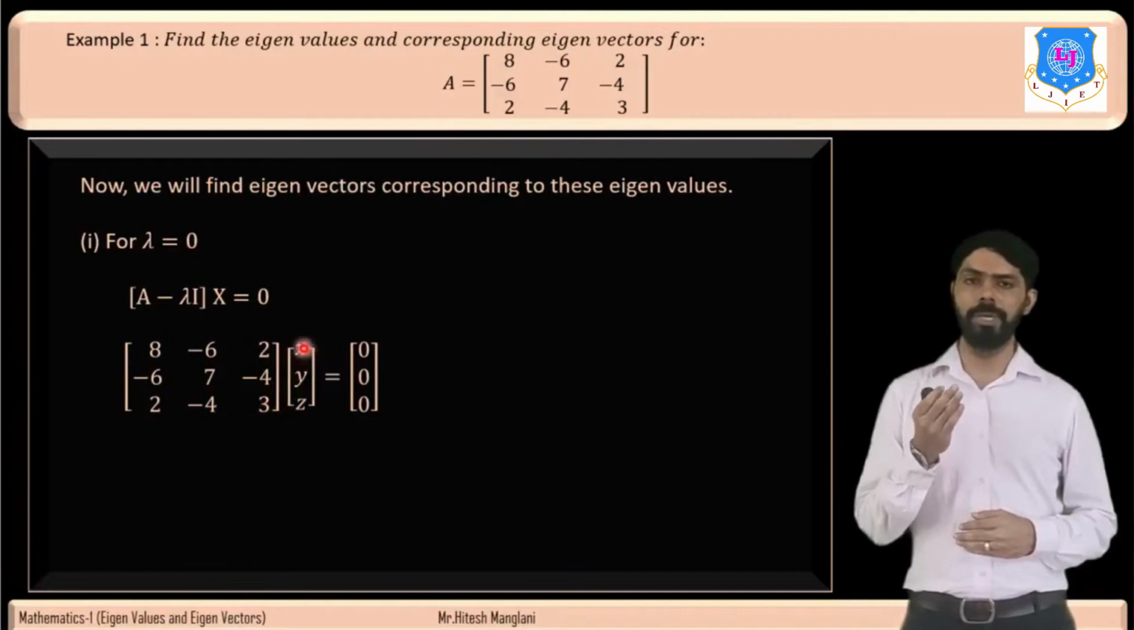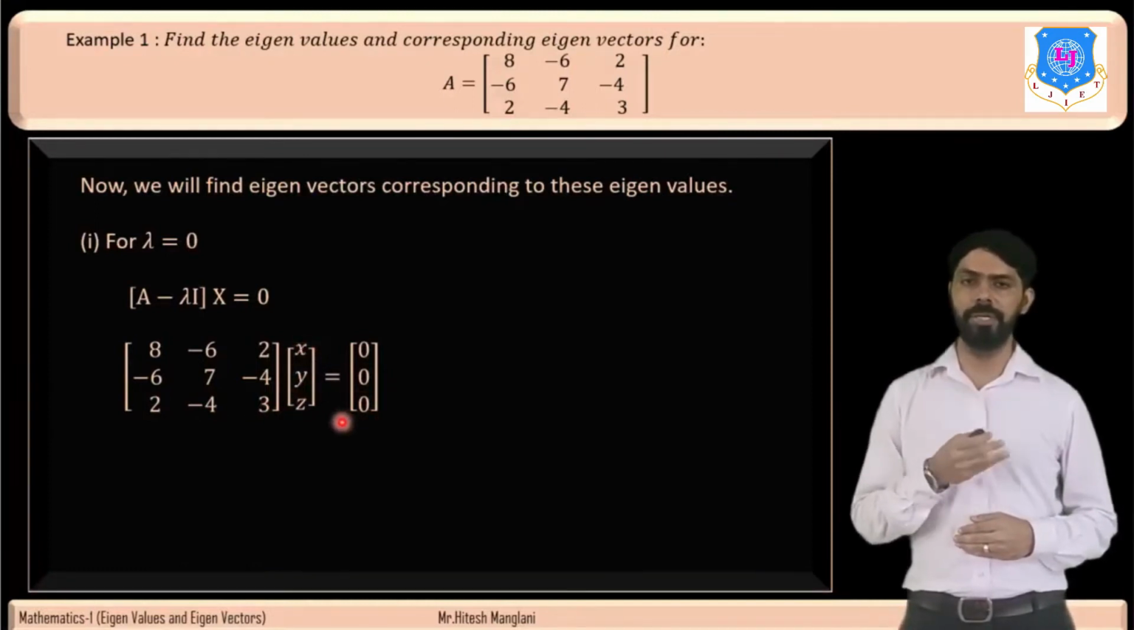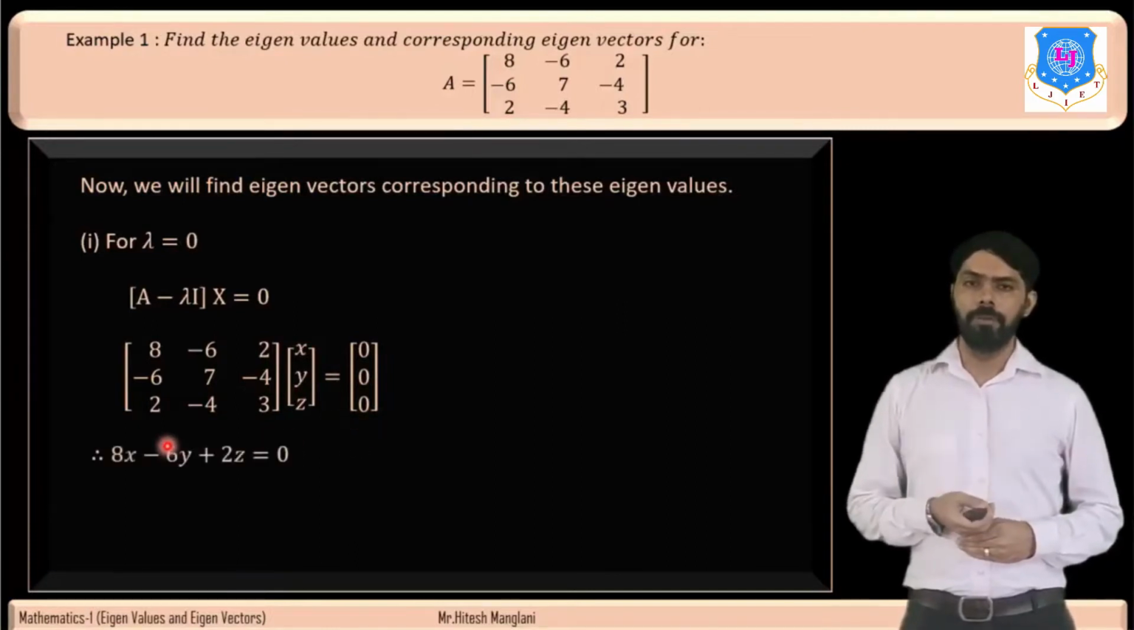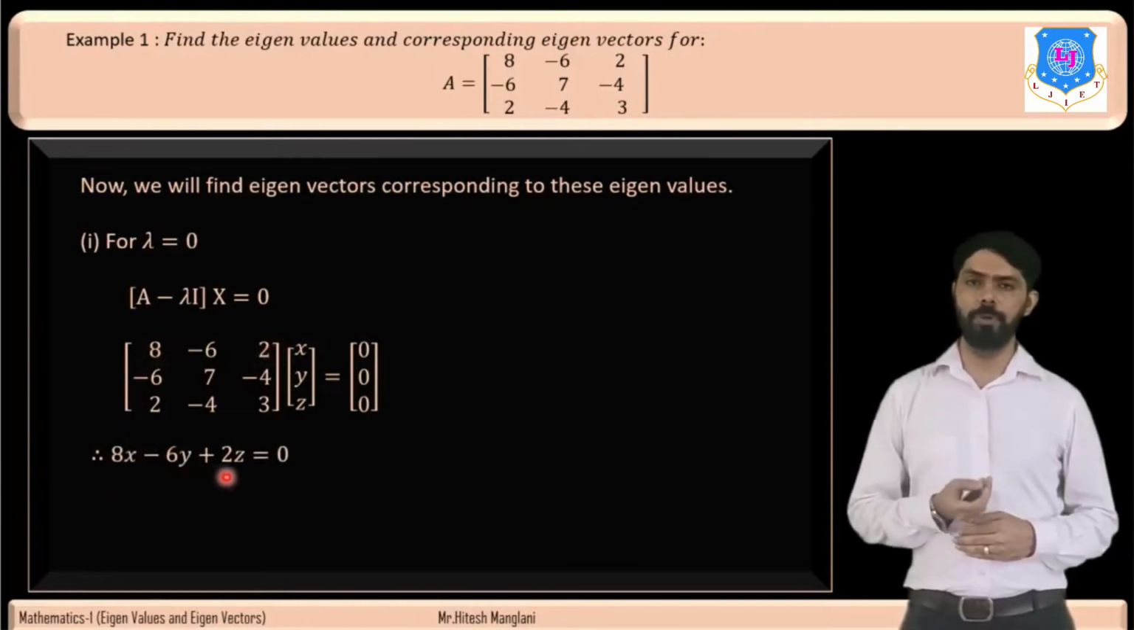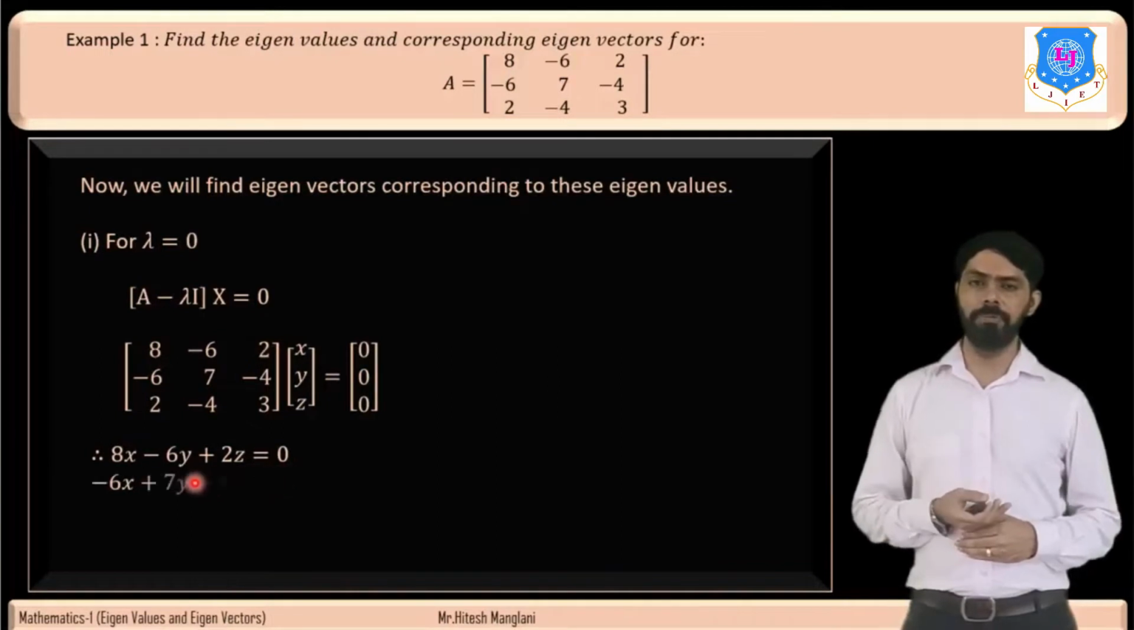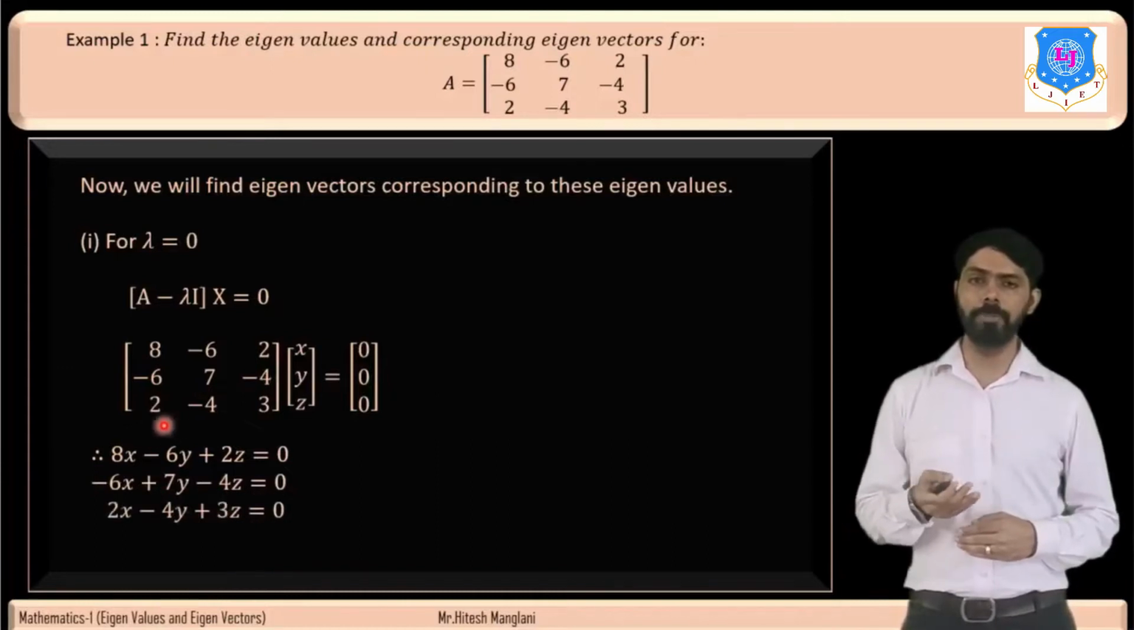So here it can be written as [x y z] is equal to [0 0 0] because the right hand side is 0. If we write the equations from this matrix, then the first equation will be 8x minus 6y plus 2z is equal to 0. The second equation will be minus 6x plus 7y minus 4z is equal to 0. Then the third equation will be 2x minus 4y plus 3z is equal to 0.